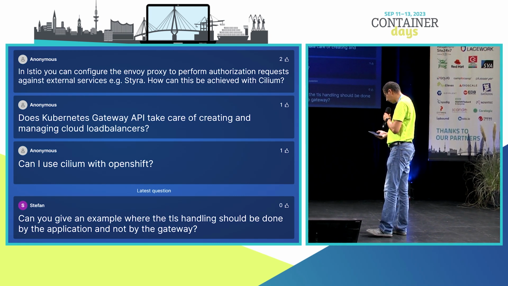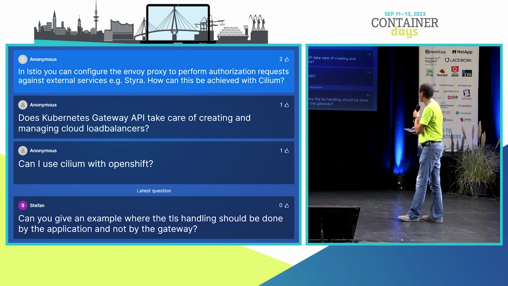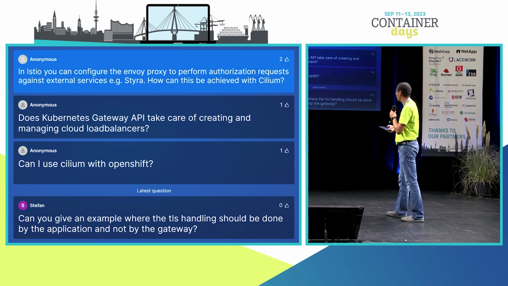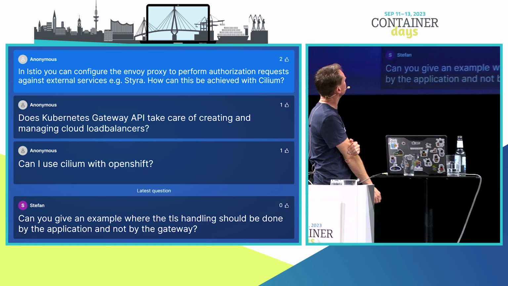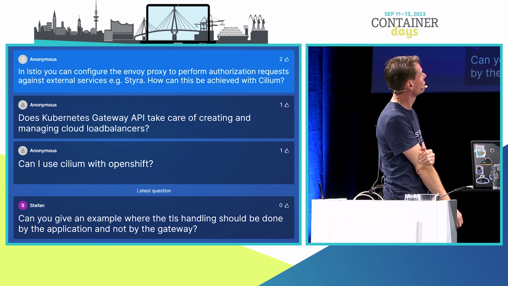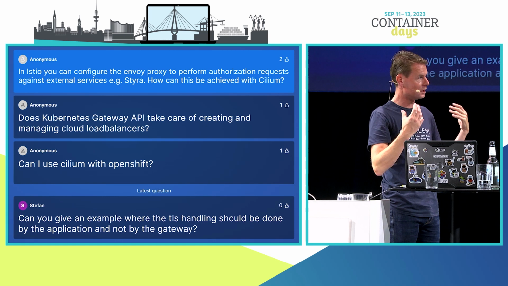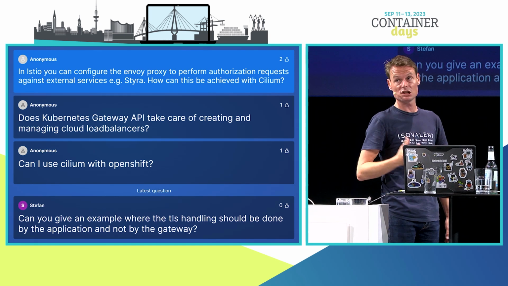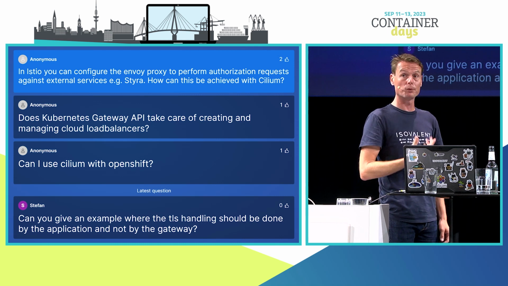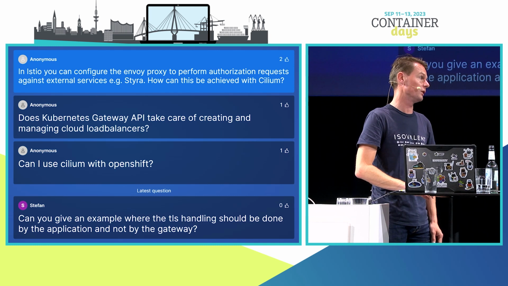The first one would be, in Istio, can you configure the Envoy proxy to perform authorization requests against external services? How can this be achieved with Cilium? Yes, so that's not yet ready with Cilium. What we've done now is we built in the SPIRE environment for authentication in Cilium itself. We're working on getting integration with external authentication providers as well, including self-managed SPIRE or other solutions.